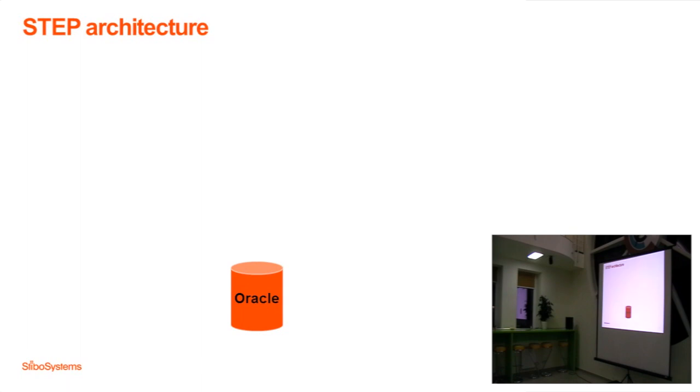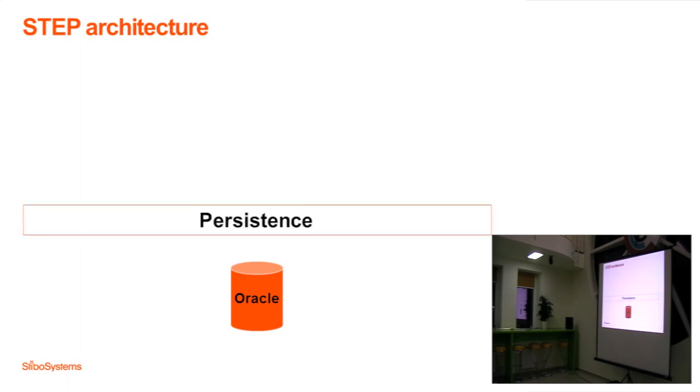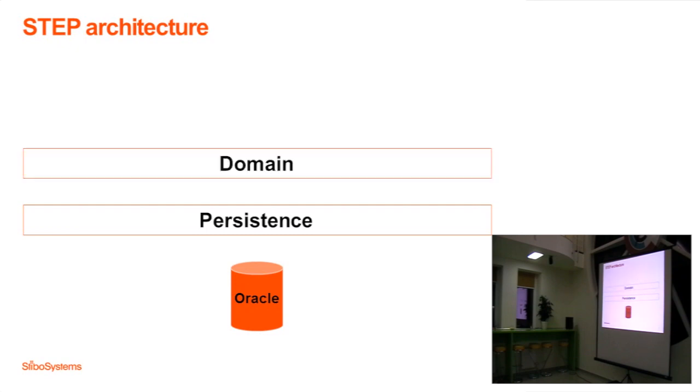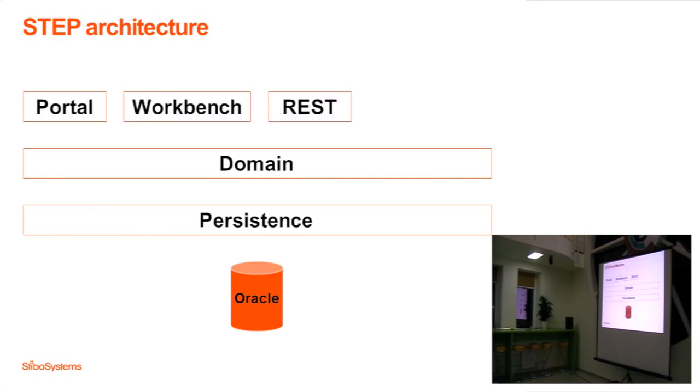So just very briefly about the architecture. This is very simplified. As mentioned, we have Oracle as a database. We have a persistence layer, and then a domain layer on top of the persistence layer. On top of that, we have some different UIs and some integration endpoints like REST API, Web Service API, and a lot of other integration endpoints that integrate with other systems.